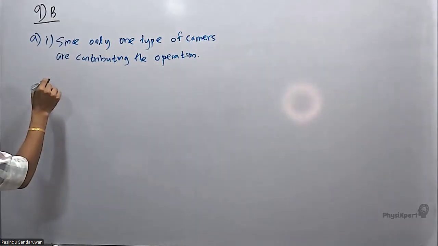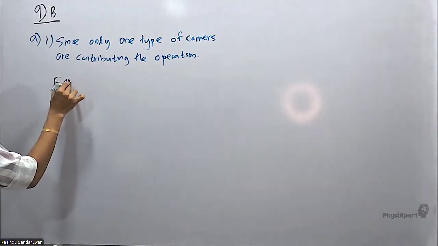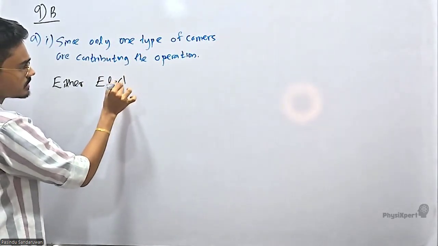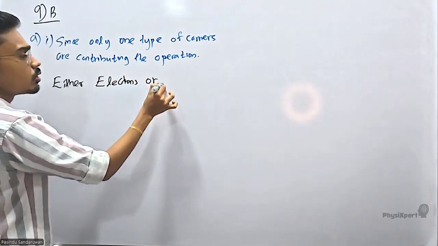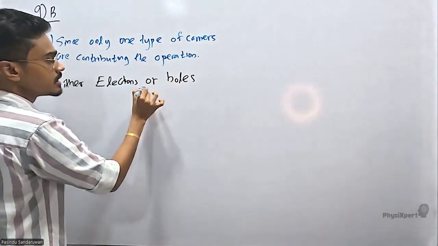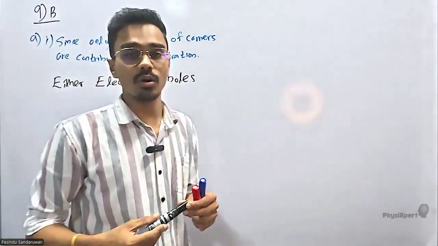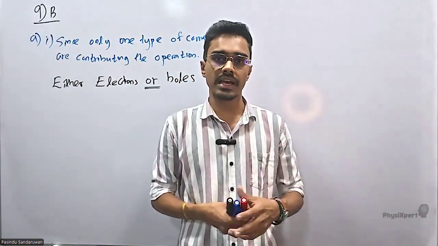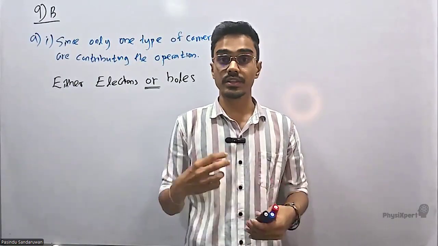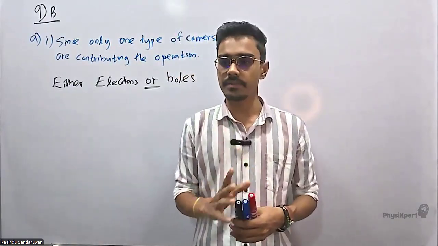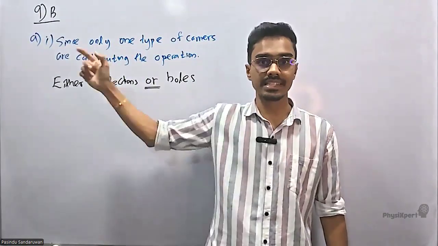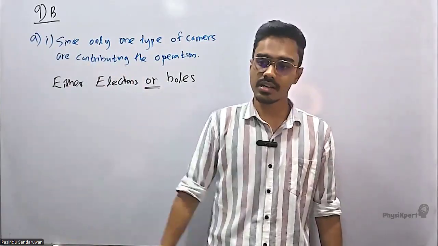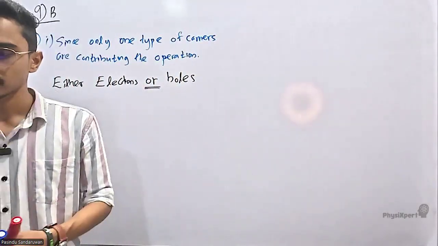Which means this has to be either electrons or holes. This is very important. It is electrons or holes. You can't say electrons and holes, because in bipolar transistors both types are contributing, as minority carriers and majority carriers. But in unipolar transistors only one type is contributing. If there is an N channel, only electrons are contributing, and if there is a P channel, only holes are contributing.